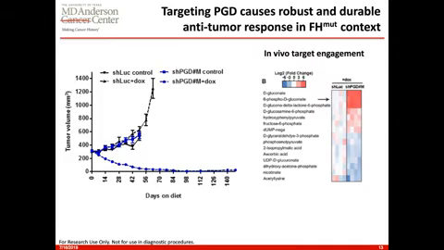Then we give the mice doxycycline through their food, which will induce the expression of the shRNAs, therefore induce knockdown of a PGD protein, and we see robust regression of the tumor. And the tumor soon becomes pretty much unmeasurable. And we keep the mice on doxycycline diet for half a year, and this response is very durable.